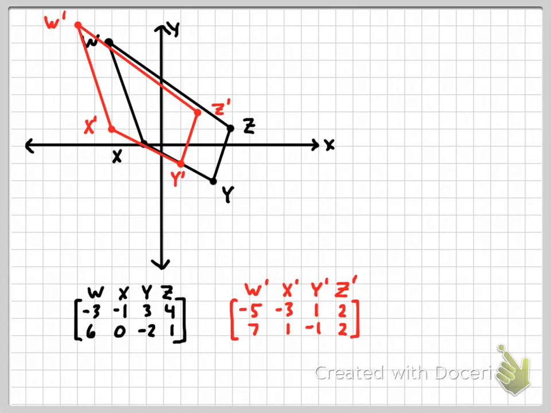All right, so at this point you ought to understand how to represent a polygon's vertices with a matrix, and how to translate a figure using matrices.